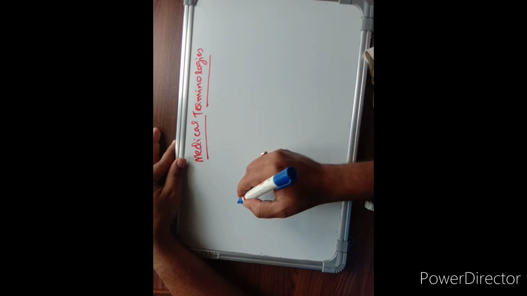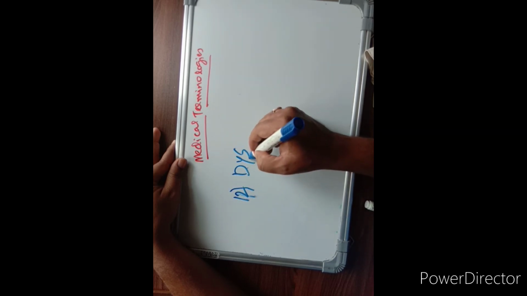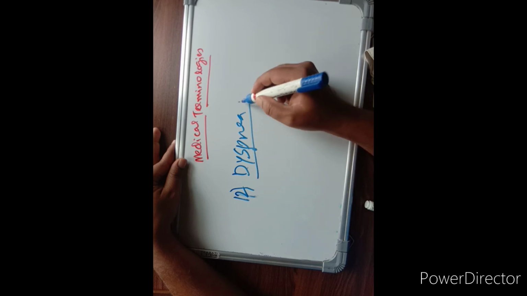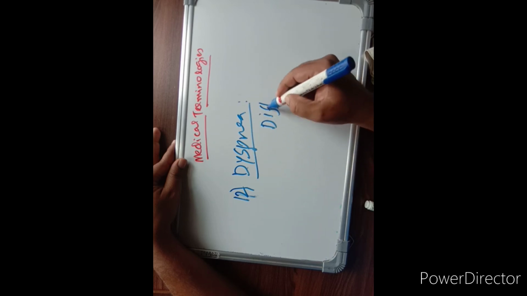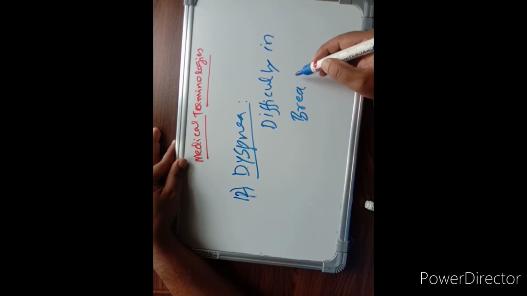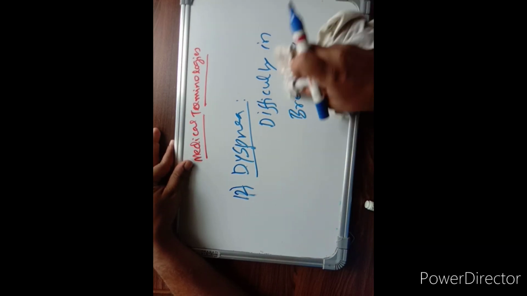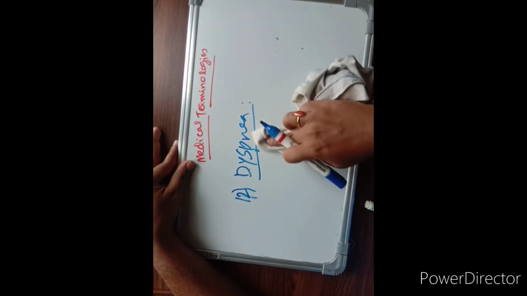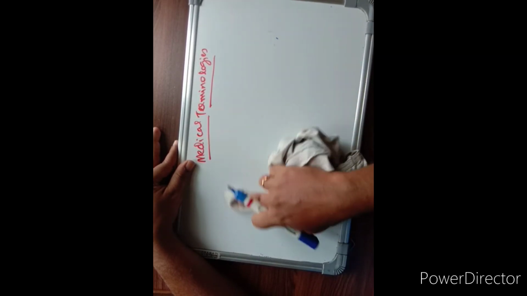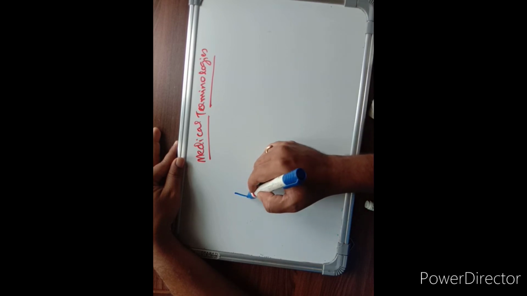dysuria. Okay, next one is dyspnea. Dyspnea is nothing but a difficulty in breathing. When a patient has a difficulty in breathing, it is known as dyspnea. We can see this terminology more commonly in respiratory disorders, obstructive respiratory disorders, functional respiratory disorders. This is a common terminology in respiratory disorders, dyspnea. Next one is orthopnea.